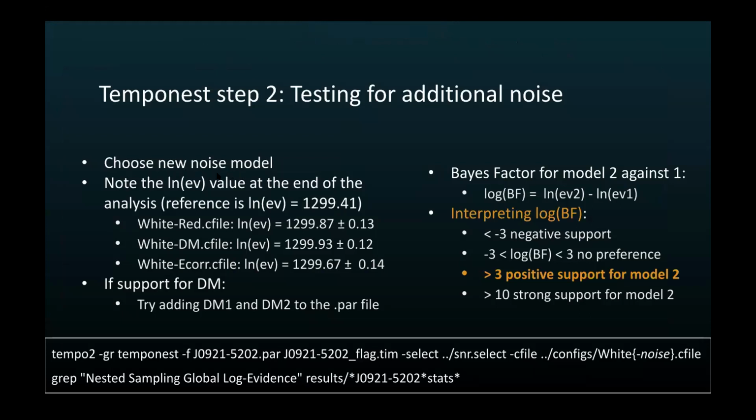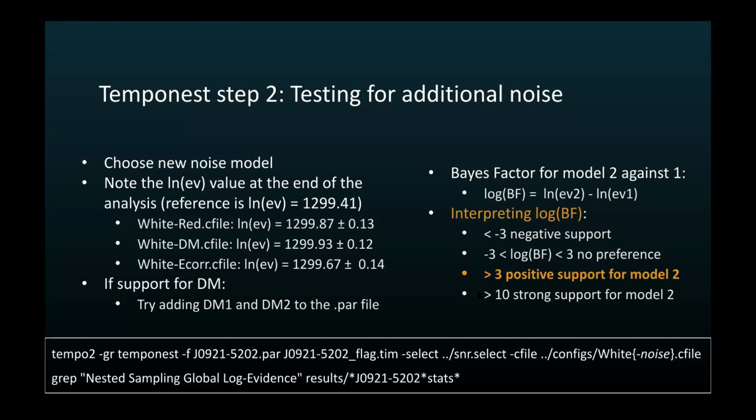So the next step is to choose a new noise model. They all have white noise, but you could choose to fit for red noise, DM variations, or this E-core correlated noise parameter. And you do that simply by running the same temponest command as before with the old par file, not the one in the results folder. Again, the flagged tim file, the select file. So all you're changing is this config file. So you go to the configurations directory, white noise, and in the curly brackets, you replace noise with whatever model you want to compare.